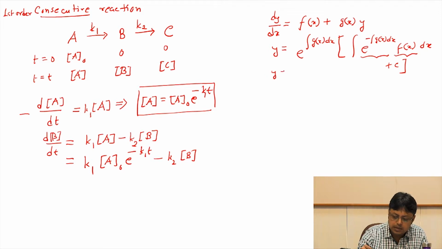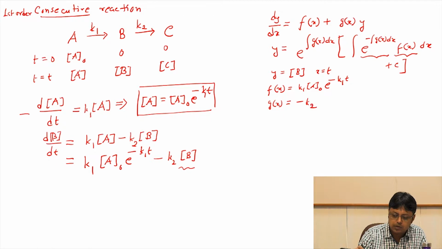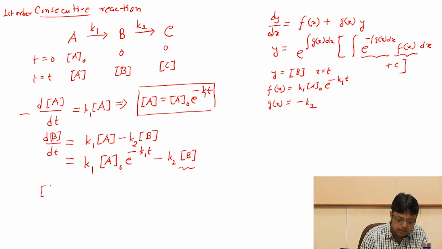So here y is nothing but the concentration of B, and x is nothing but the time. And now let us see what f(x) is. So it is f(x) plus y into something. So f(x) is nothing but K1 A0 into e to the power minus K1t, and g(x) is just a constant, which is minus K2. You can see it is g(x) into y. So you can just write the equation here.